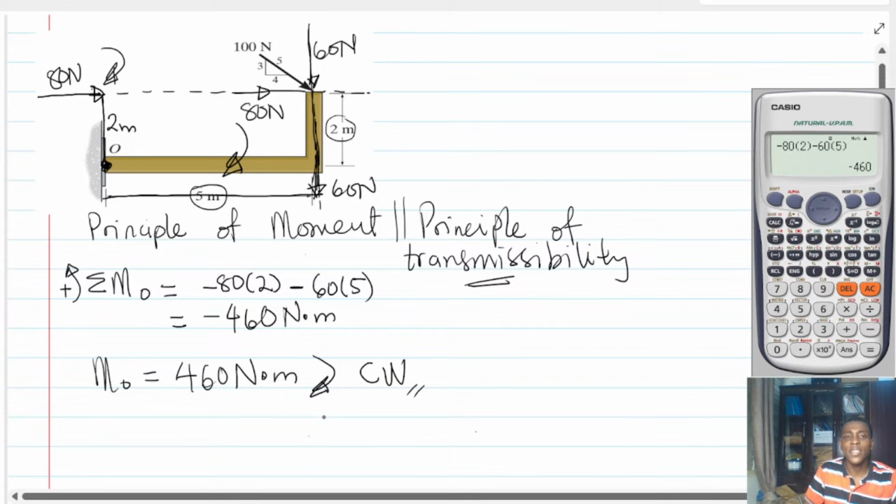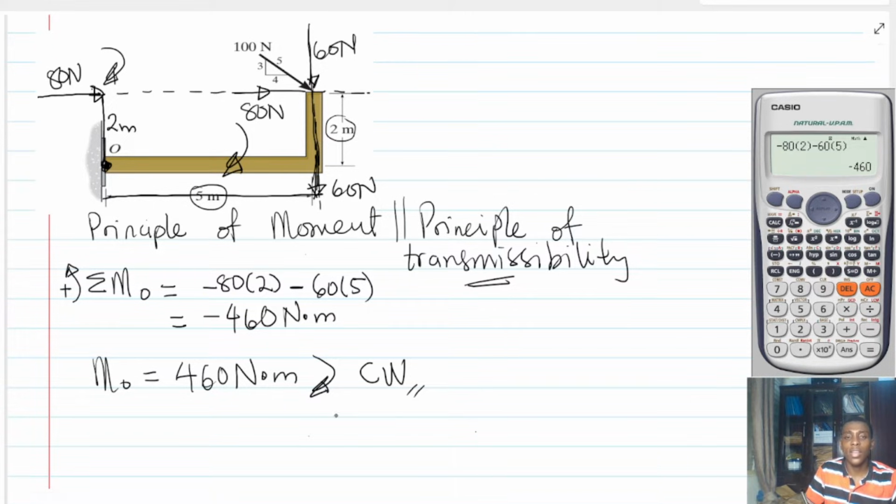All right, so that is the first problem. I hope the concept is clear. Let's move on to the second problem.